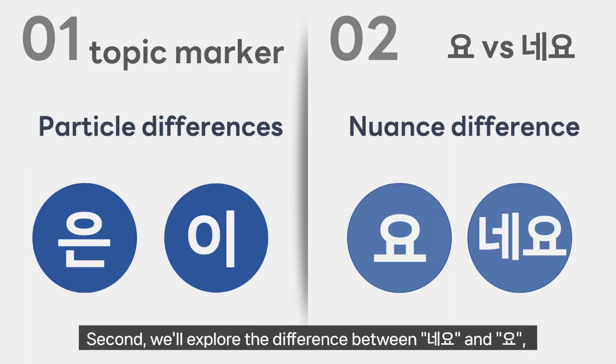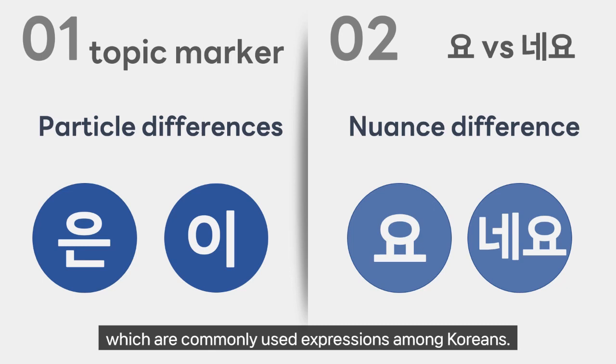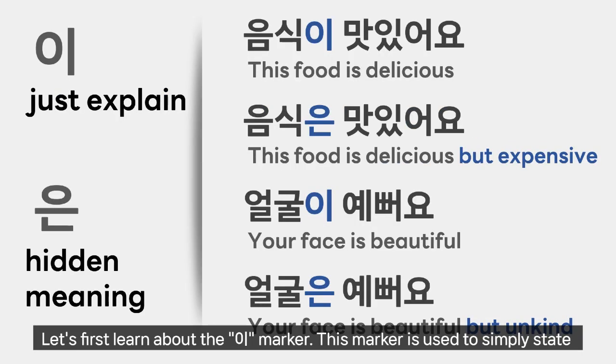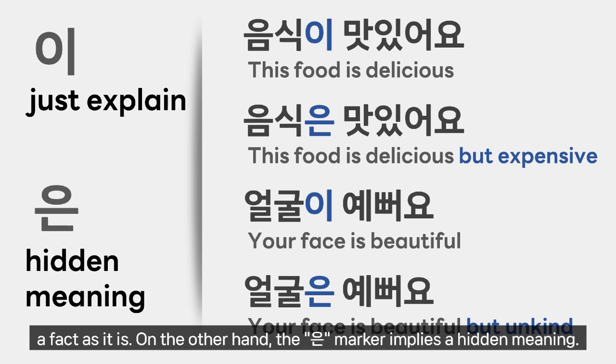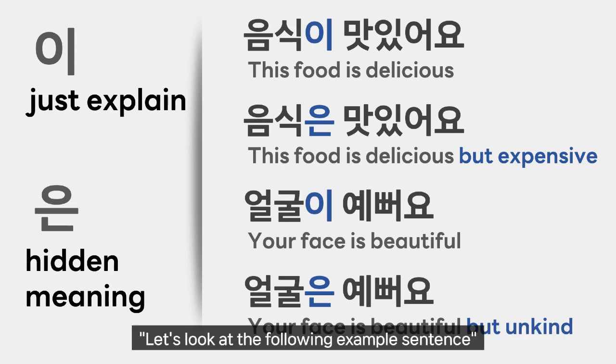Second, we'll explore the difference between ne yo and yo, which are commonly used expressions among Koreans. Let's first learn about the e marker. This marker is used to simply state a fact as it is. On the other hand, the un marker implies a hidden meaning. Let's look at the following example sentence.